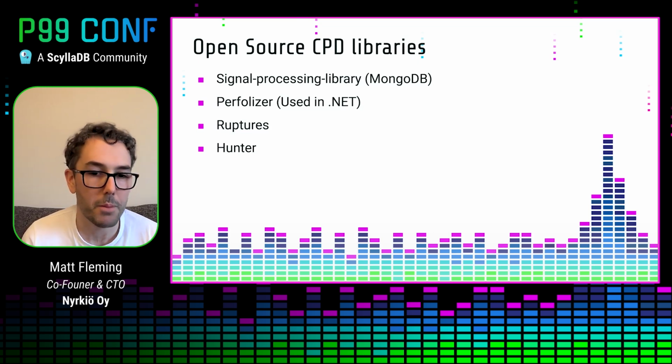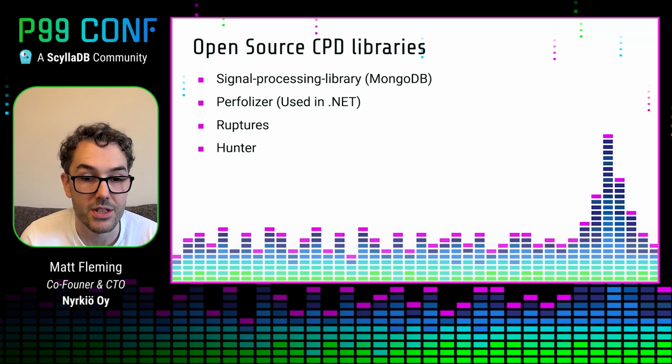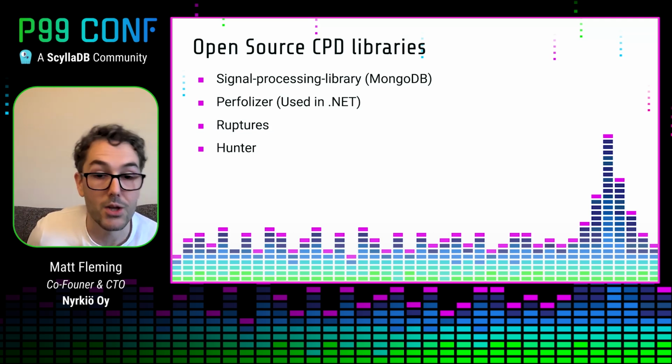Ruptures is more of a general purpose change point detection Python library. It isn't specifically for benchmark results or benchmarking. And Hunter is some software that was written after the paper that I mentioned, which I co-authored. That also is written in Python.